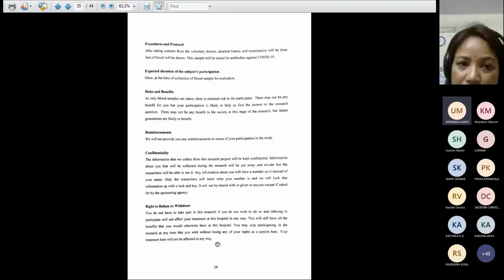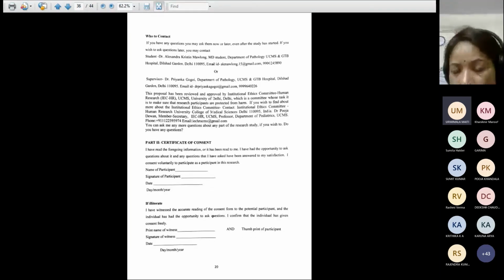You give details about how you go about the procedure and the protocol, the expected duration, the risks and benefits, reimbursement, confidentiality, and the right to refuse or withdraw. All this forms a part of the PIS. Then the last is who to contact, if you have any questions later on. So you give the contact details of these people.